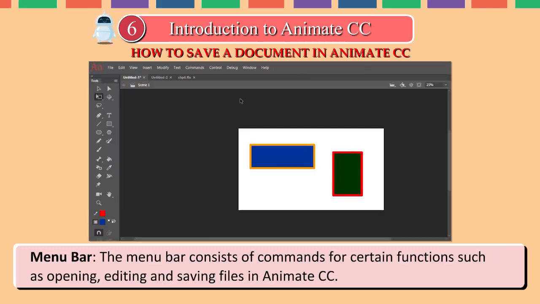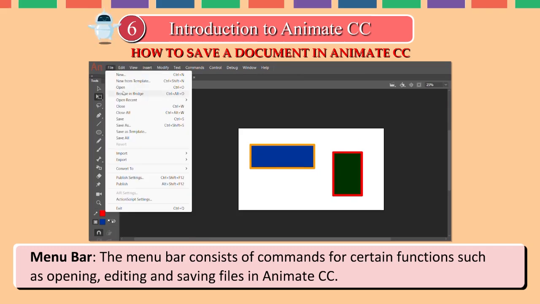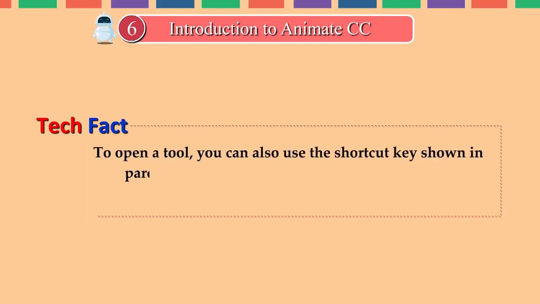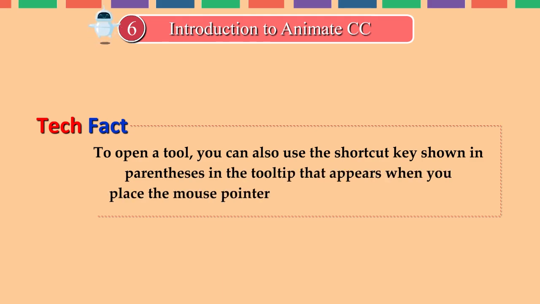Menu bar. The menu bar consists of commands for certain functions such as opening, editing, and saving files in Animate CC. Tech fact. To open a tool, you can also use the shortcut key shown in parentheses in the tooltip that appears when you place the mouse pointer over a tool for a few seconds.